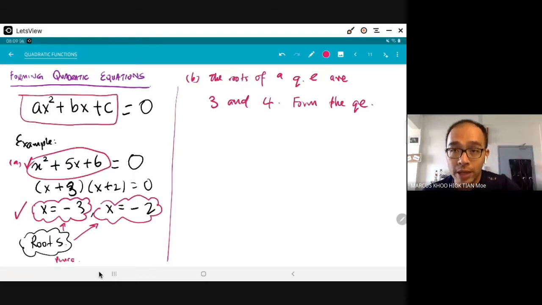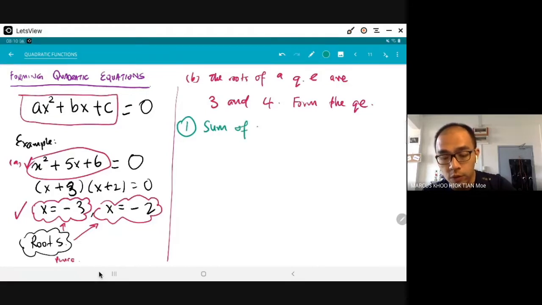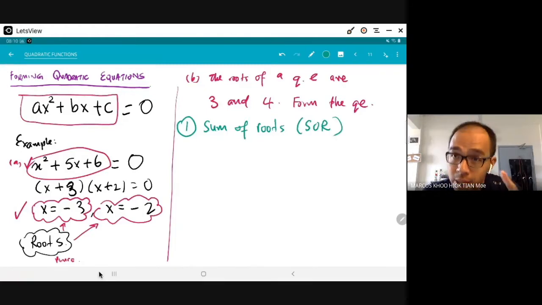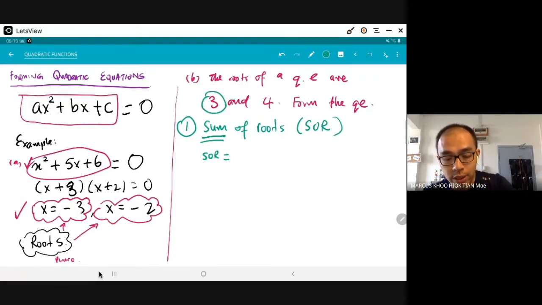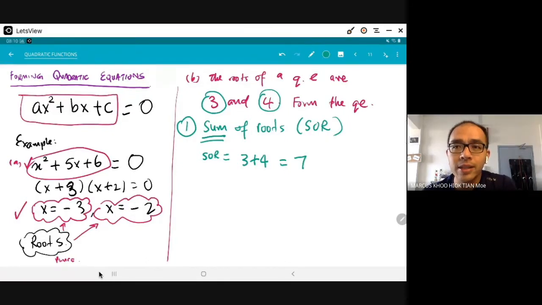When you are faced with this kind of question, where I give you the roots, you need to find two things. The first thing you need to find is the sum of roots, which I'm going to call SOR. Sum means hasil tambah. Since the roots are 3 and 4, the sum of roots will be 3 plus 4 equals 7. Easy enough, right? Because you just add the roots.